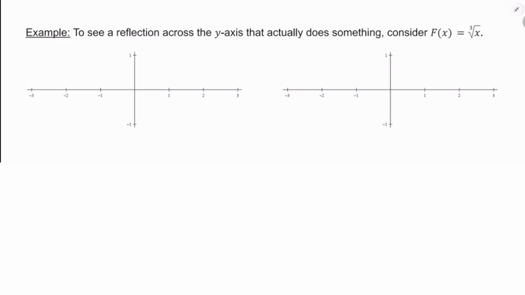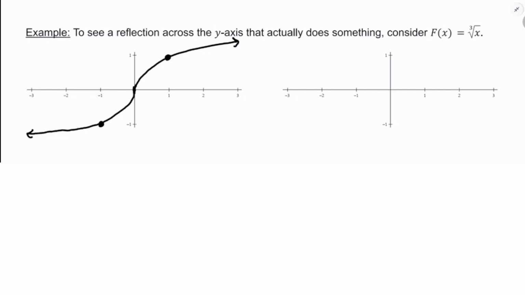If you wanted to actually see a reflection across the y-axis that did something, you could consider f of x equals the cube root of x. Just to remind you about this graph from Algebra 2, it kind of looks like a sideways version of y equals x cubed, which in some ways it is, because of their relationship as inverses. I would point out that it's momentarily vertical right there at the origin. That was a decent drawing.